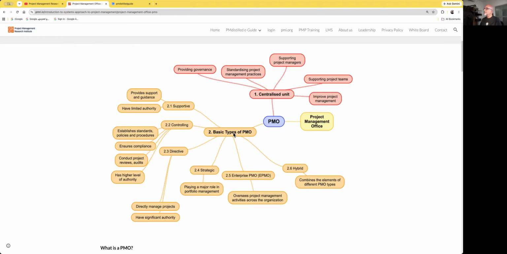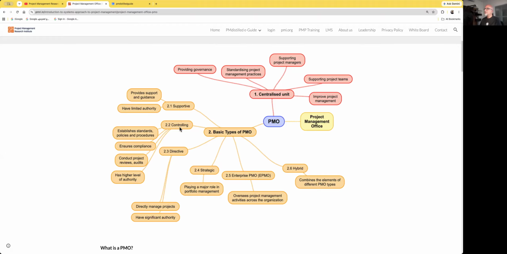There are basically three types of PMOs. The first one is the supportive PMO. They provide support and guidance to the projects, have very limited authority. So basically, their role is selection of the tools, training on the tools, defining the procedures, guidelines, templates, then provide training to the project teams on that, etc. So they don't have much of a decision making authority. Supportive PMOs have limited authority.